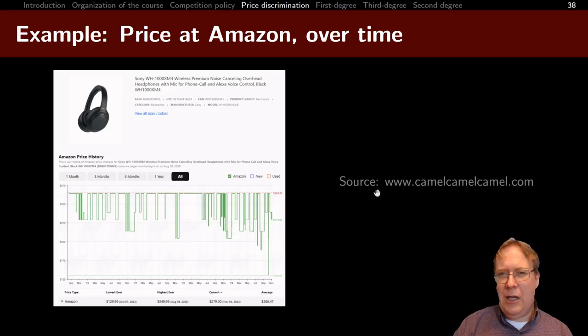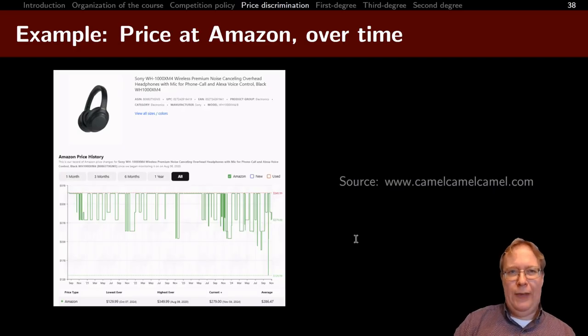So if you go to www.camel.com, I have no clue why, then you can just check your favorite products and see how the price has fluctuated over time, and that may allow you to at least get an idea whether the current price is low or high, or whether it may be worthwhile to wait a little longer for prices to come down.